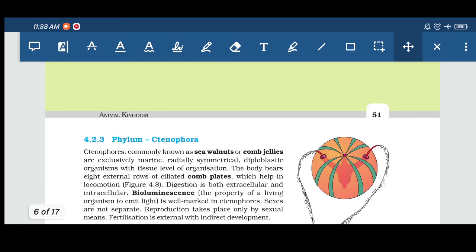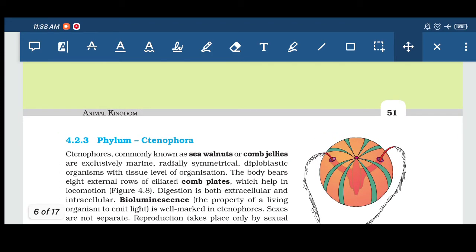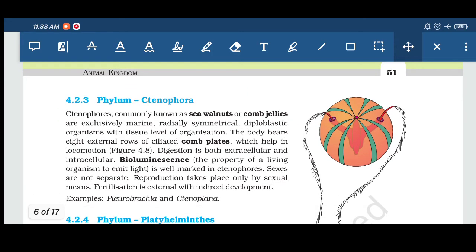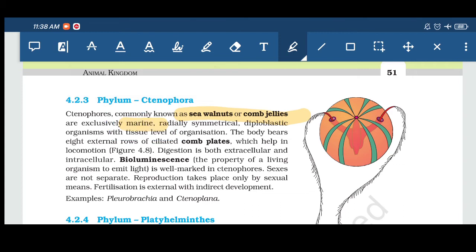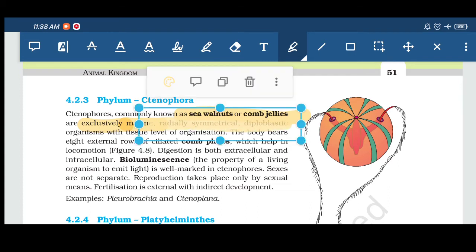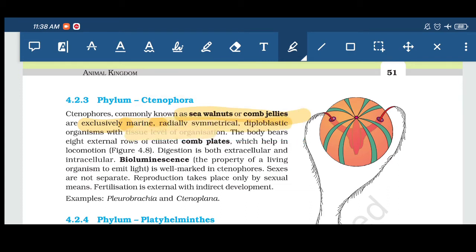Then coming to the next phylum, that is Ctenophora. Okay, Ctenophora are commonly called sea walnuts or comb jellies. They are exclusively marine. Okay, this should be remembered. Exclusively marine. Radial symmetry and diploblastic tissue level of organization.